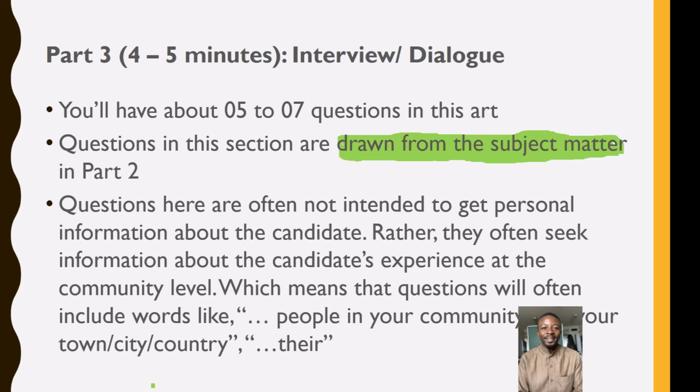Third thing you need to know here is that the questions here are often not intended to get personal information about the candidate. Rather, they often seek information about the candidate's experience at the community level. And this means that the questions will often include words like people in your community, people in your town, your city, your country, their, them, and so on. And of course, it is not like part 1 where they're asking questions requiring personal information about you. Here, you will have to be talking as a member of a community.